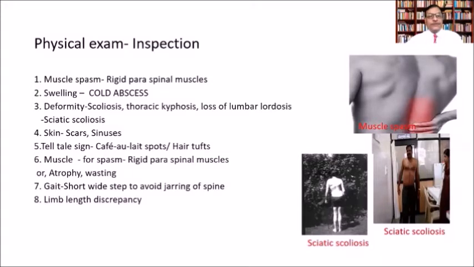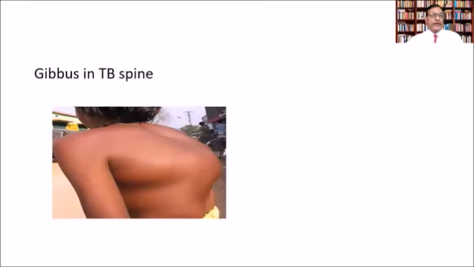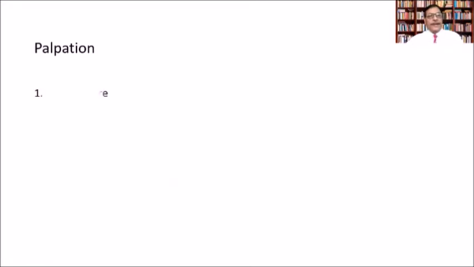And the gait will be used to avoid jarring of the spine, so it will be short and wide. The limb length discrepancy sometimes can cause a problem in the spine, and so it should be taken into account. This is the gibbous in the spine.